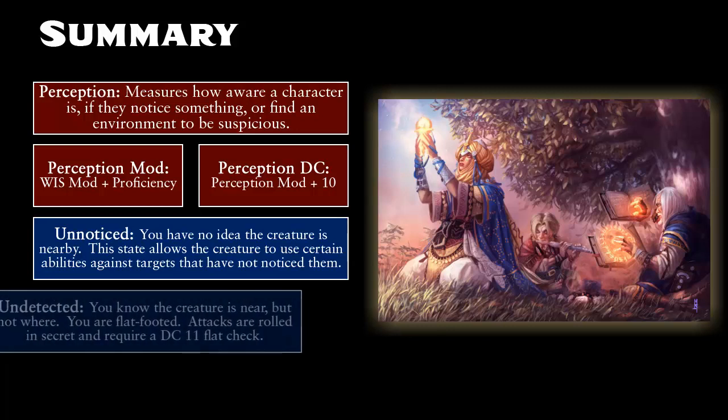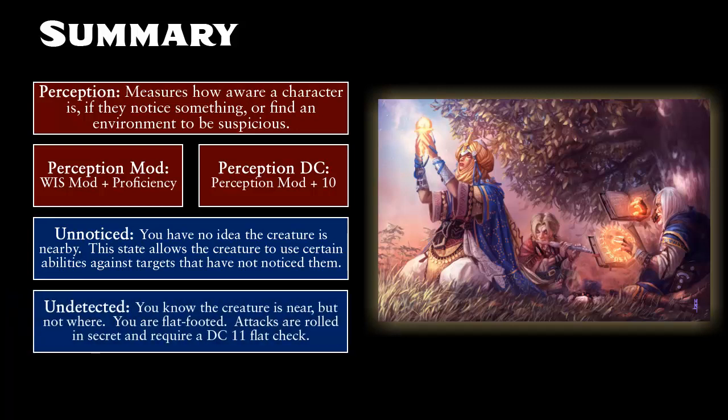The next stage of awareness is Undetected. Undetected means you do not know a creature's location. If you do not know a creature's location because you're not even aware that it's present, then that creature is both unnoticed and undetected. If you know a creature is present, but not its exact location, maybe because you hear a suspicious sound in a dark room, then the creature is only undetected.